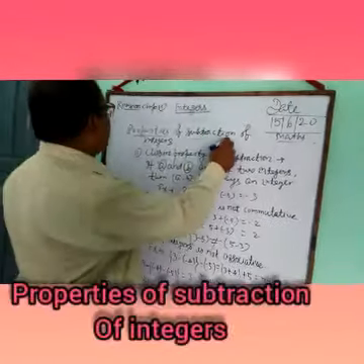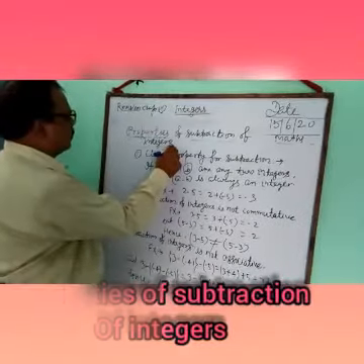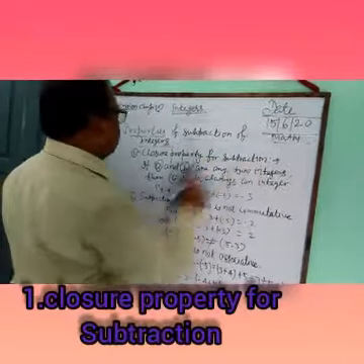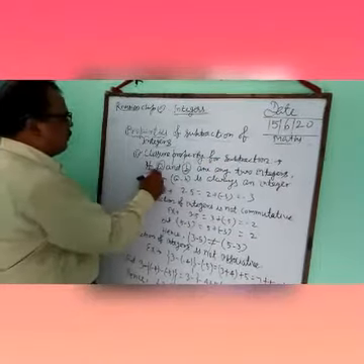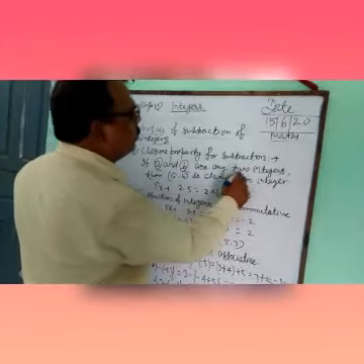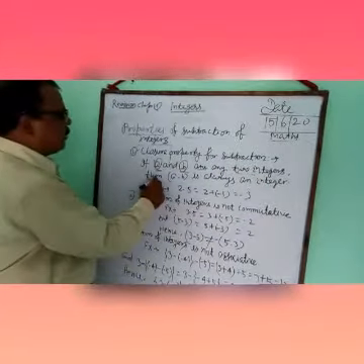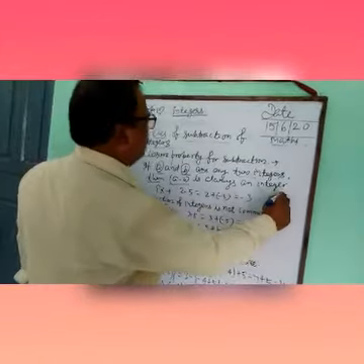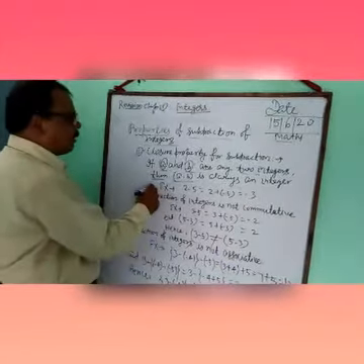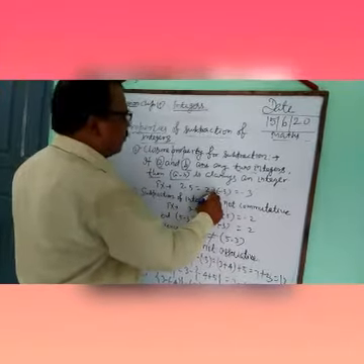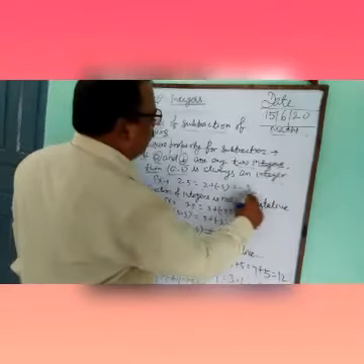Properties of subtraction of integers. First, closure property for subtraction. If a and b are any two integers, then a minus b is always an integer. As for example, 2 minus 5 is equal to 2 plus (-5) is equal to -3.